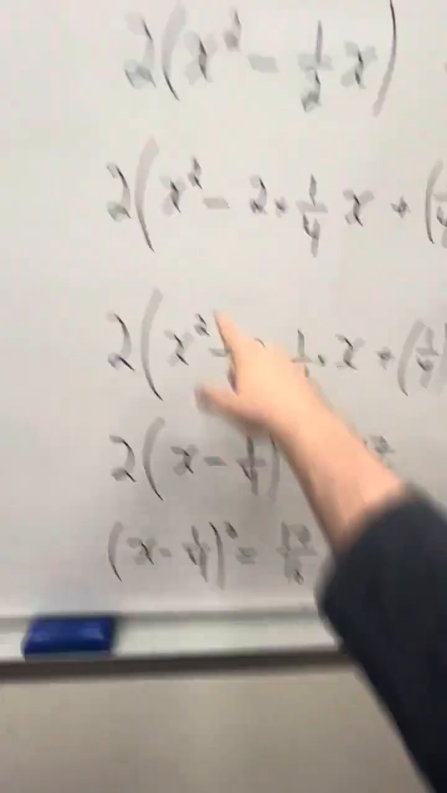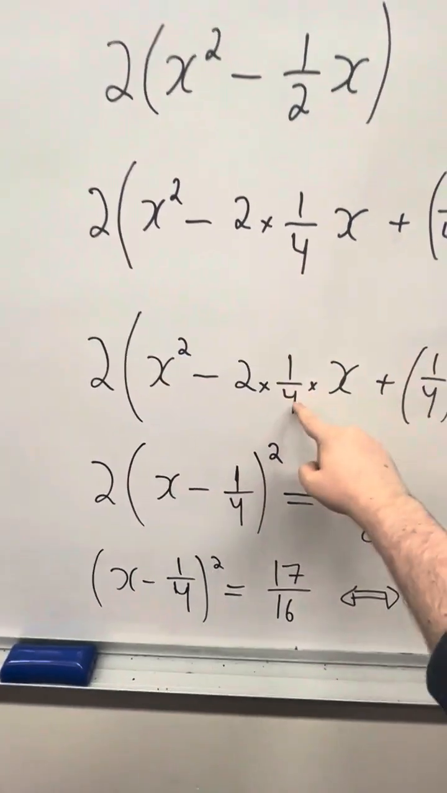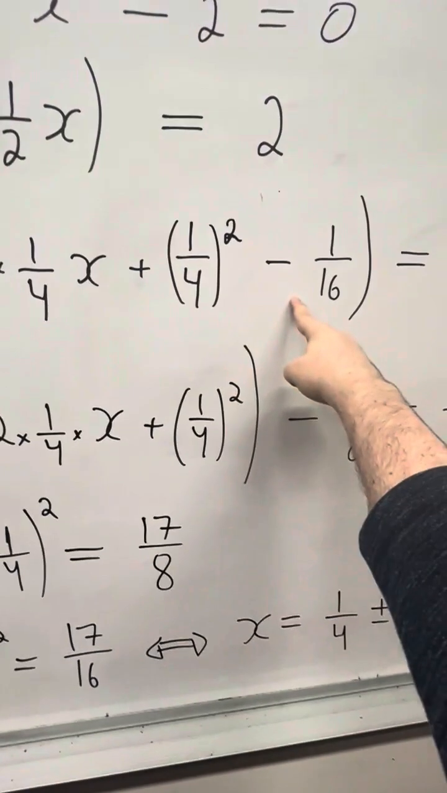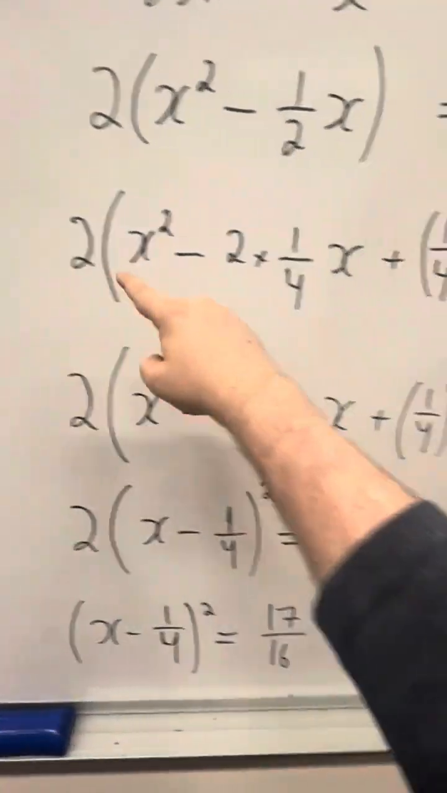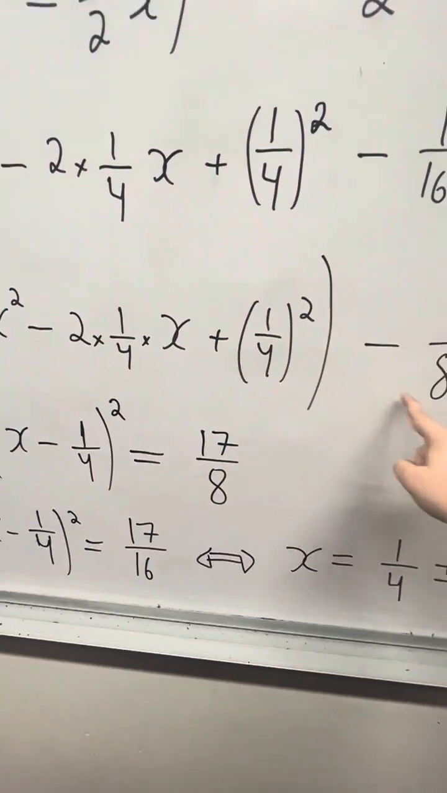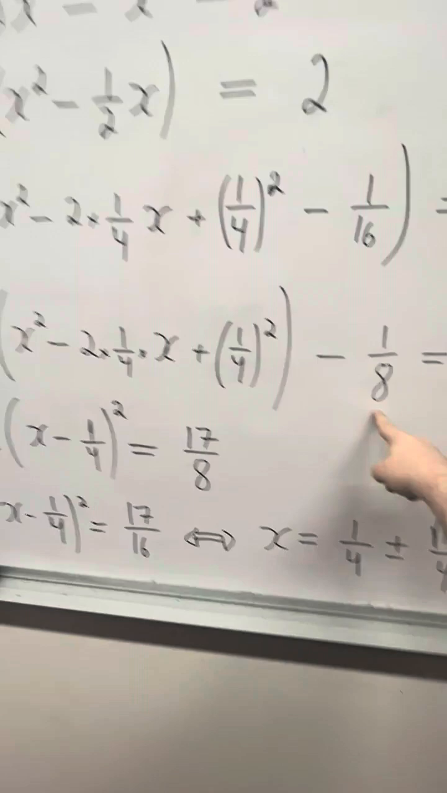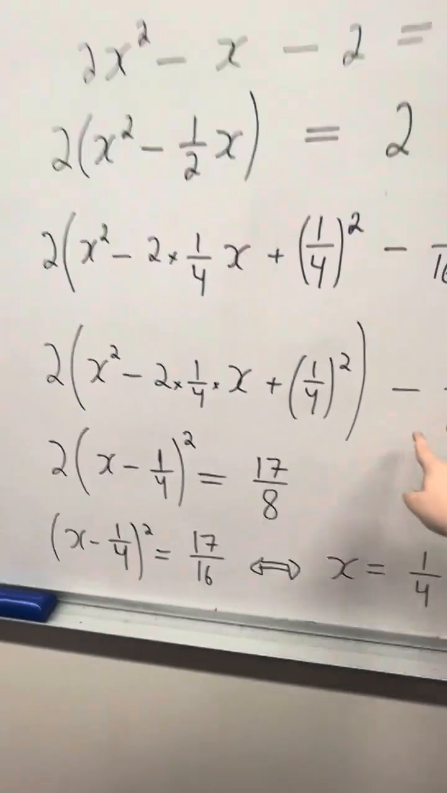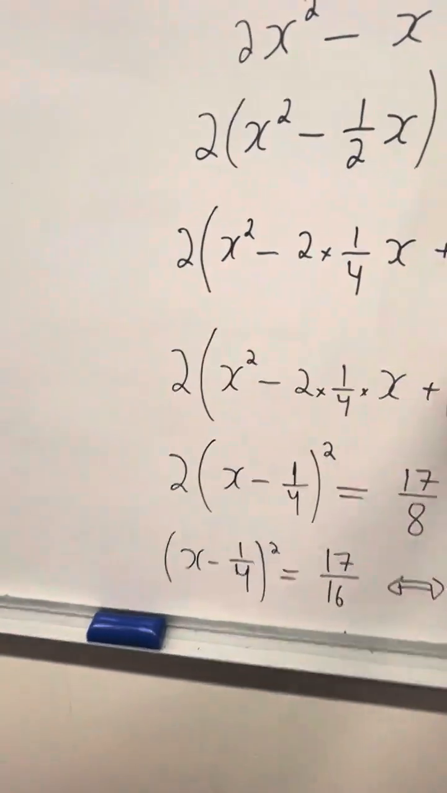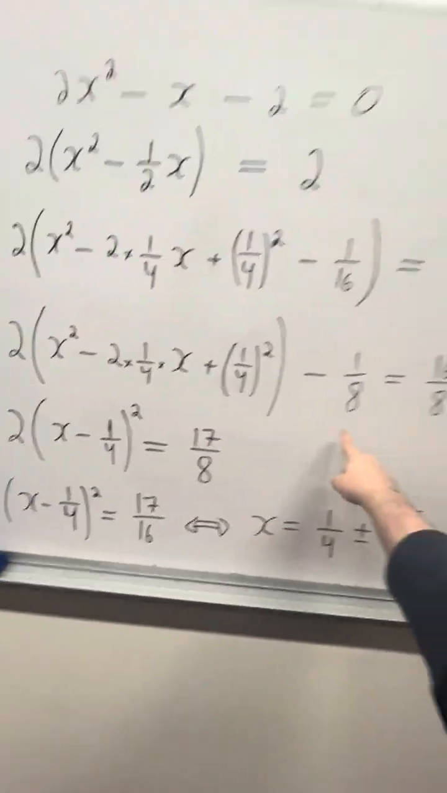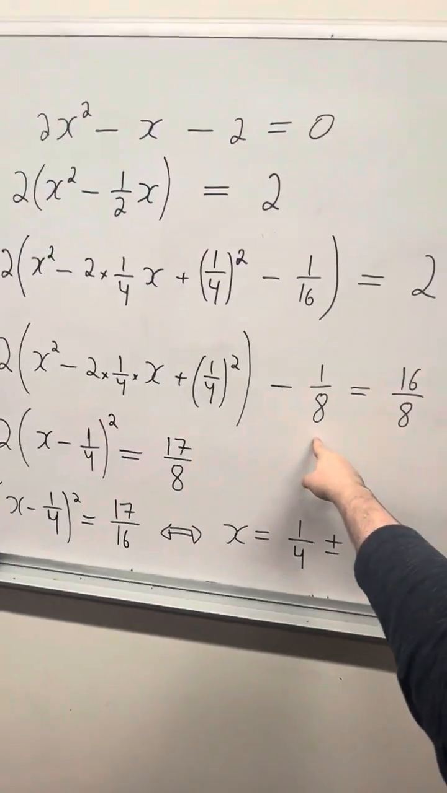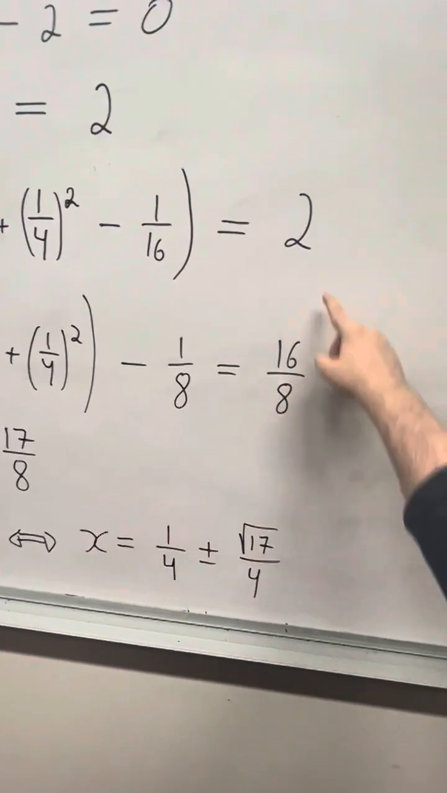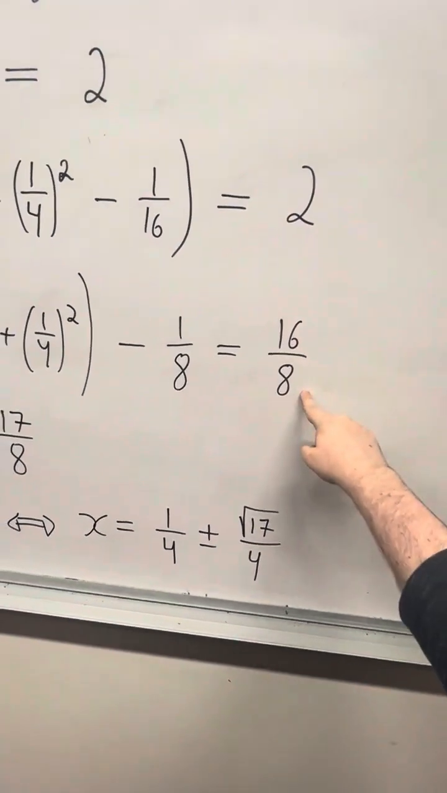In the next step, I repeat x squared, I repeat this, I repeat this. Minus 1 over 16 times 2 goes outside of the parentheses, becomes 1 over 8. It's minus 1 over 16 becomes minus 1 over 8 because I have to multiply by 2 to remove that from the parentheses. And the 2 here, because I have 8 on the denominator, I write the 2 as 16 over 8.